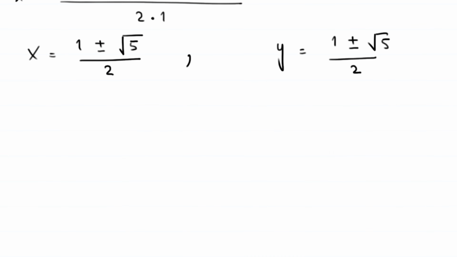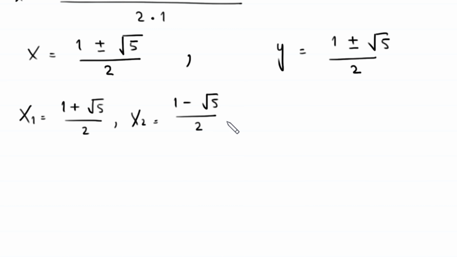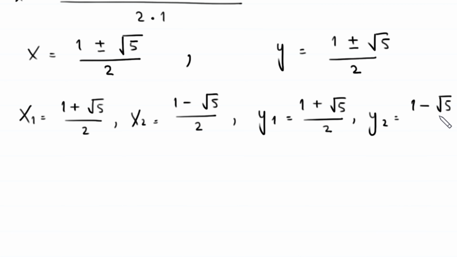So we have two values for x. x1 is equal to (1 plus root 5) over 2 and x2 is equal to (1 minus root 5) over 2, and y1 is equal to (1 plus root 5) over 2 and y2 is equal to (1 minus root 5) over 2. Now we recall equation number 3.